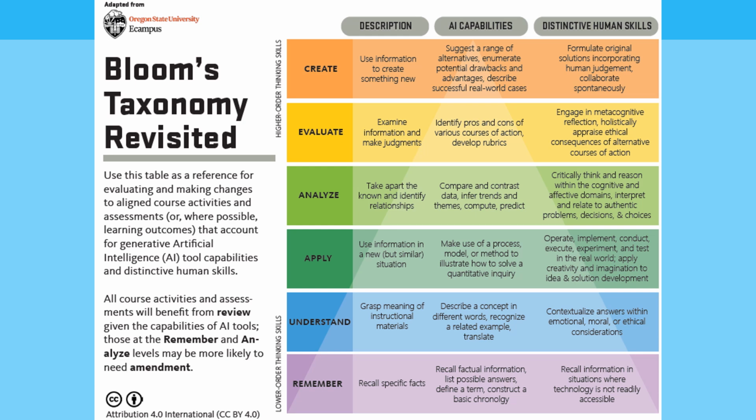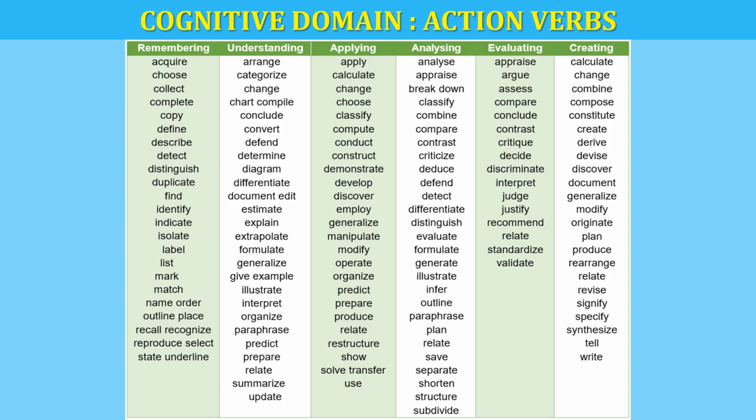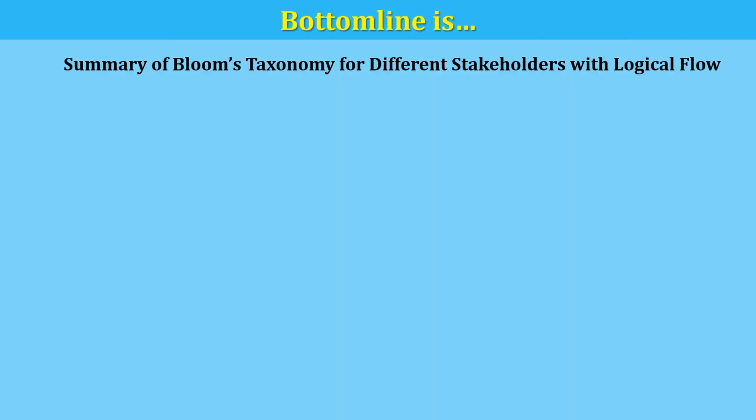Bloom's taxonomy revisited, and this one belongs to AI capabilities and distinctive human skills. So this is related to all revisited and generative artificial intelligence tools, capabilities and distinctive human skills. Cognitive domains, action verbs. Then the bottom line is a summary of Bloom's taxonomy for different stakeholders with logical flow.